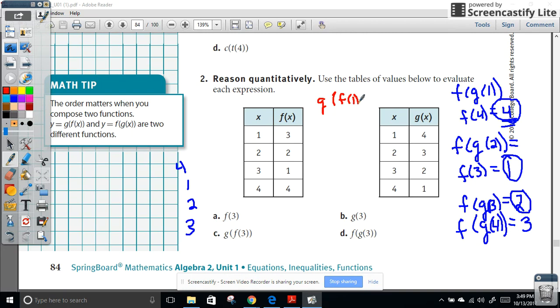of 1. Okay, so we start over here. Plug in 1, we get 3. Since we got 3, we run down here and see what the y value is when we get to 3, and it's 2. Okay, the next one is g of f of 2. Let's come over here. When we plug in x to the f function, we get a 2. We take that 2, we plug it into the g function, we get a 3.